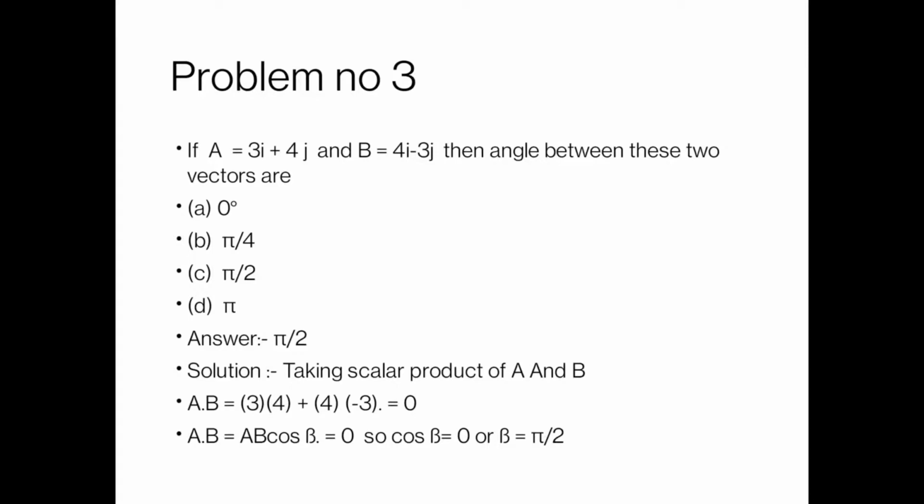If A dot B is equal to 0, A dot B is equal to AB cos beta is equal to 0, that means cos beta is equal to 0. Cos beta is 0 when beta is equal to pi by 2. So the angle between these two vectors is pi by 2, which is our answer number C.